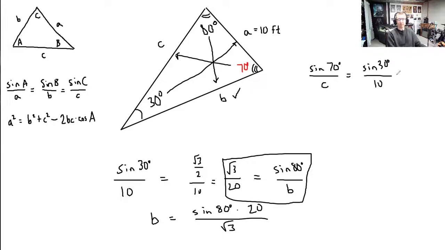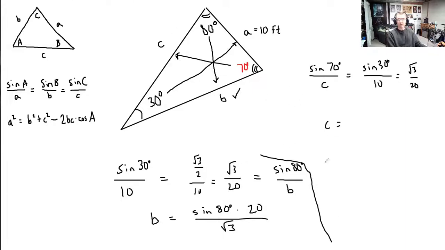Divided by 10. So this we already determined over here was root 3 over 20. So we solve this now for C, and we know that C, sorry, I'll erase this box down here. We know that C is equal to sine of 70 times 20 divided by root 3. And there you have it. So we've found that single triangle, or the small set of triangles, which could give us these values.